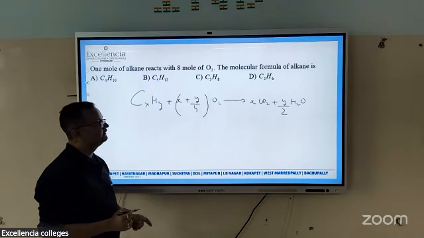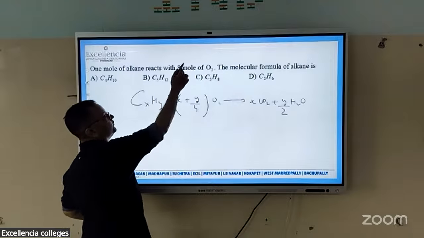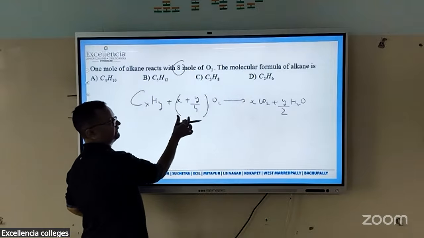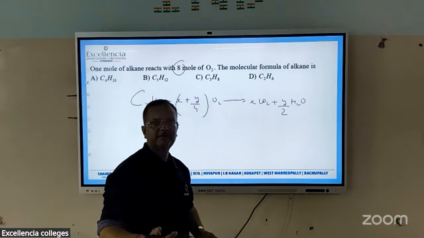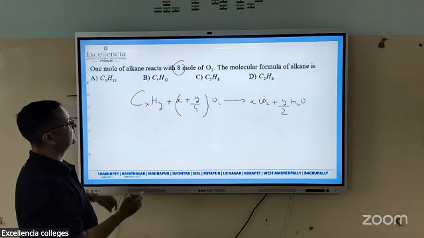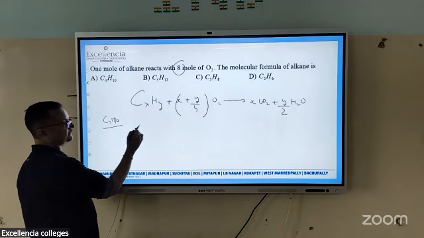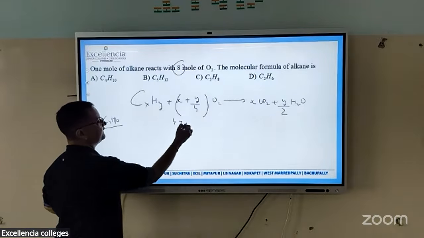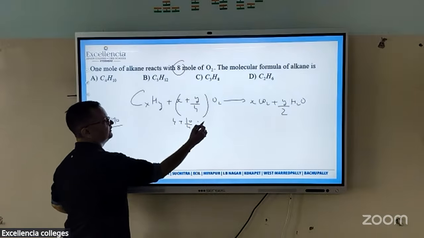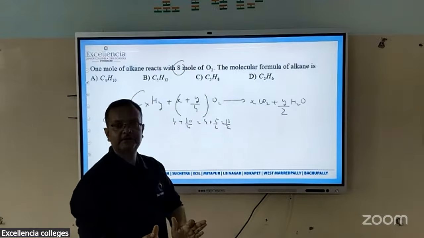And what is the question saying? We want 8. So why not go with the answers? We can put them here. If we take C4H10, x is 4 and y is 10, so x plus y by 4 is 4 plus 5 by 2. How much are we getting? 13 by 2. So we are not getting 8.